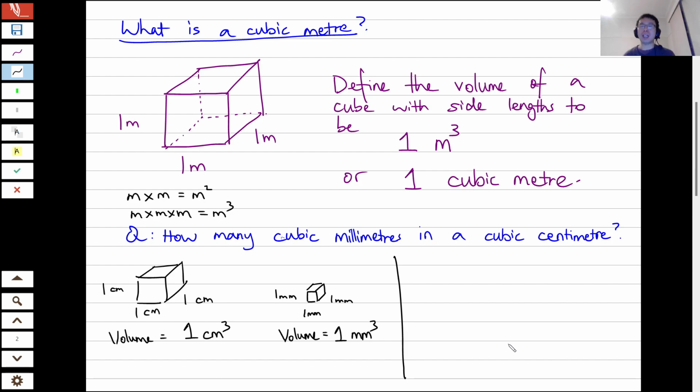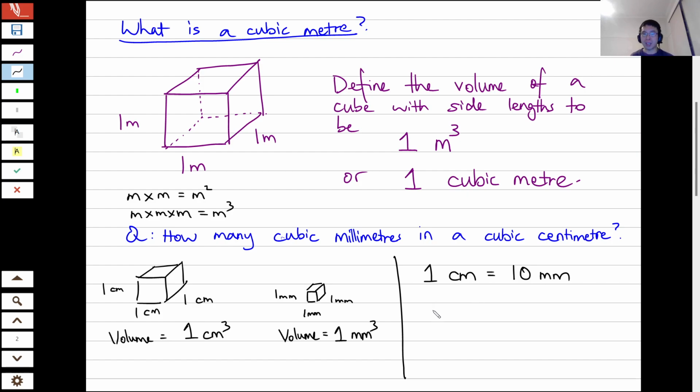Now, the question that I want to pose for you to think about as we start to think about converting between units is, how many of these cubic millimeters will fit into 1 cubic centimeter? To answer this question, we should remember that 1 centimeter is the same as 10 millimeters. So I can fit 10 of these cubes along each of the 3 directions.